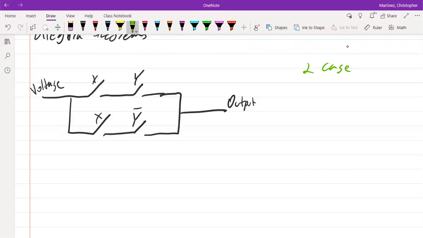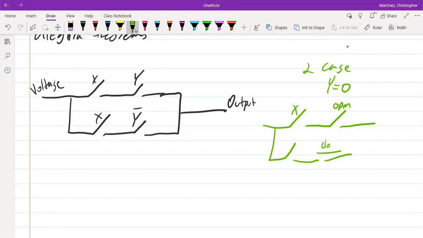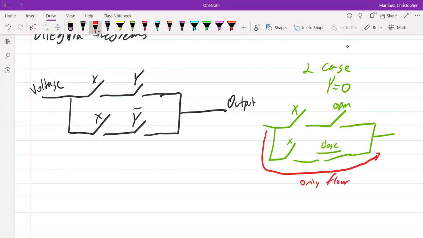To understand this, let's look at two cases. First, what happens when y is equal to 0. When y is equal to 0, we have x, and the top one is open. We have x, and then the bottom item will be closed. The voltage could only flow through the bottom, and if it only flows through the bottom, it depends on x.